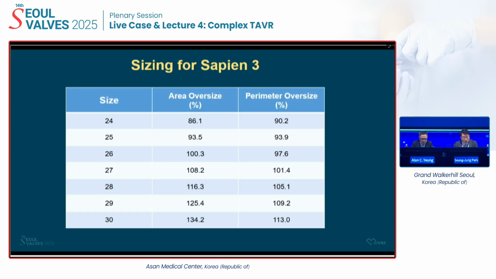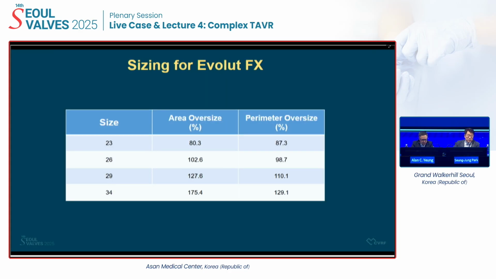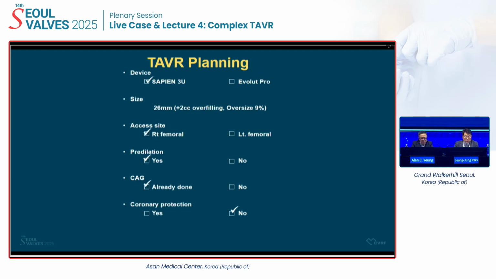This is the sizing table for SAPIEN 3 and the aortic valve. So we planned the TAVR procedure using pre-dilation with a 20 millimeter balloon and a SAPIEN 3 Ultra 26 millimeter valve with 2cc underfilling, which provides 9% sizing.